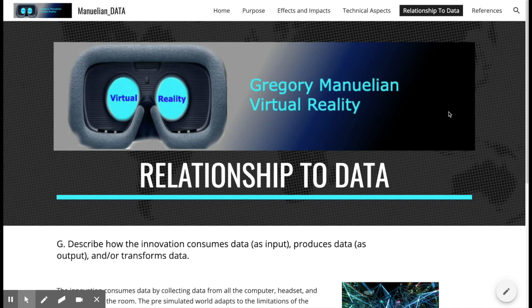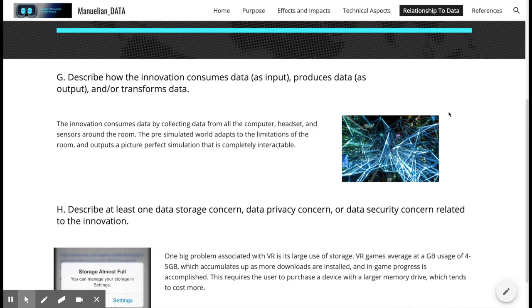The last page of my website is the relationship to data page. This page shows how virtual reality consumes, produces, and transforms data to become what it is at the end. The innovation collects data from the computer, the headset, and the sensors around the room, and uses the pre-simulated world that is already put in the system and transforms using all of that to output the visualizations that you see.